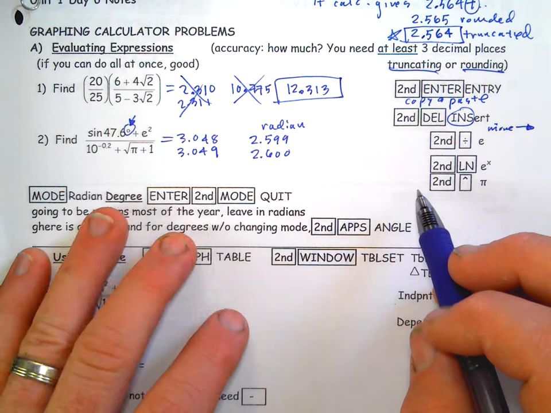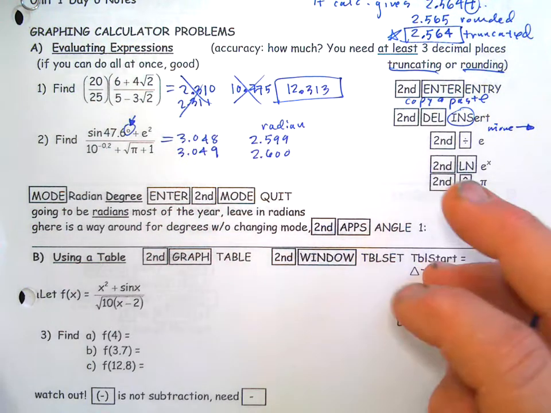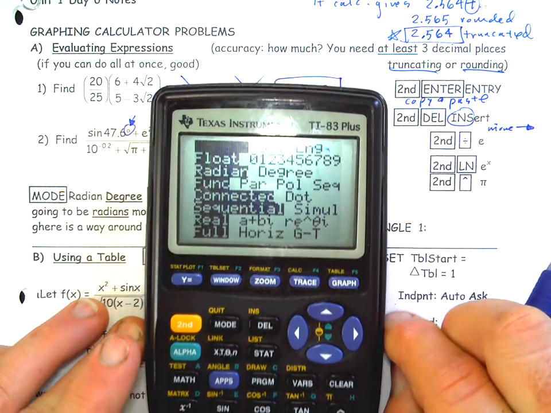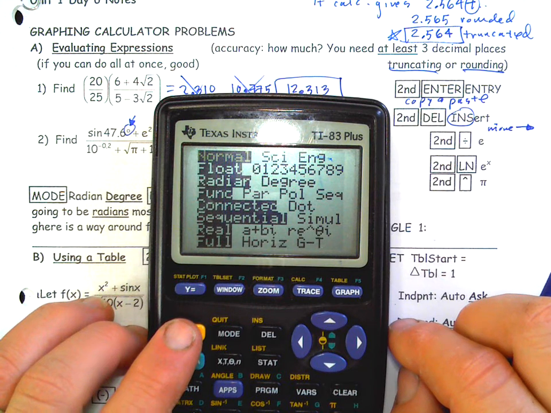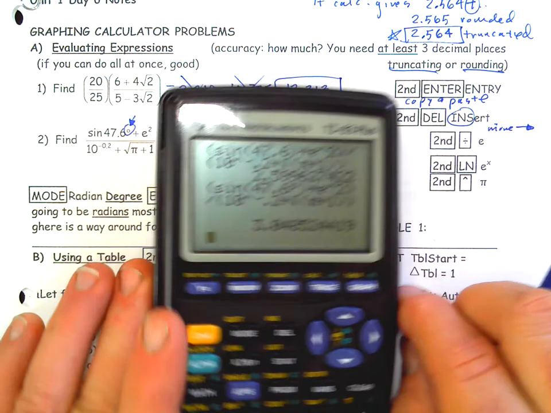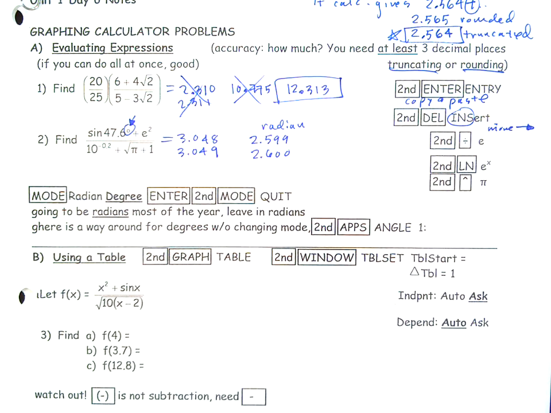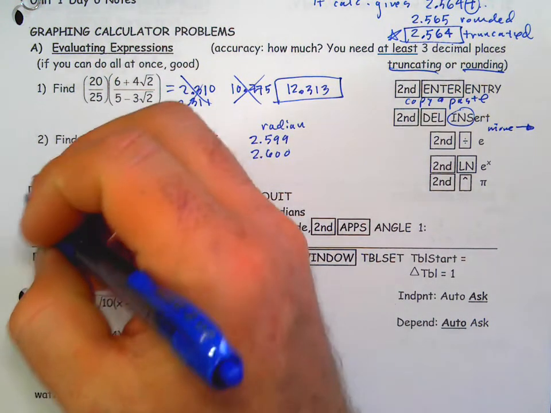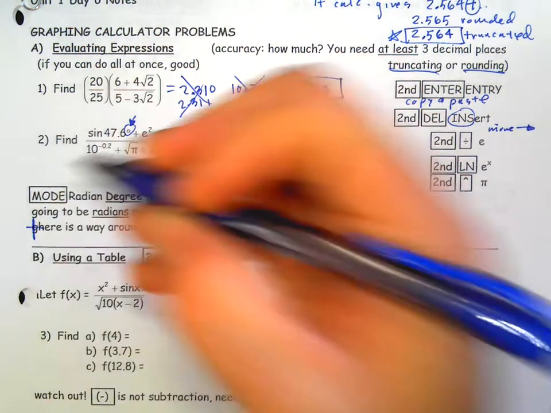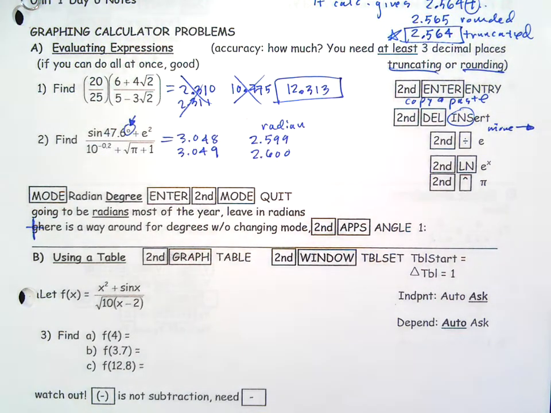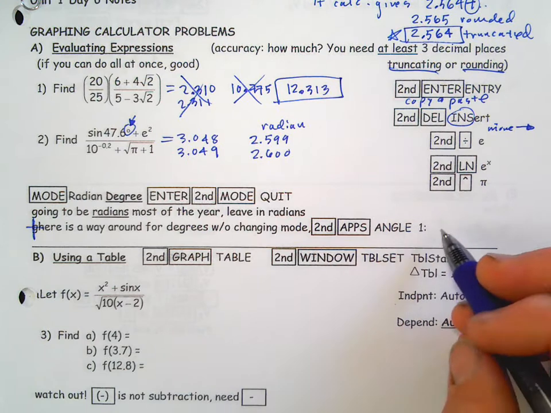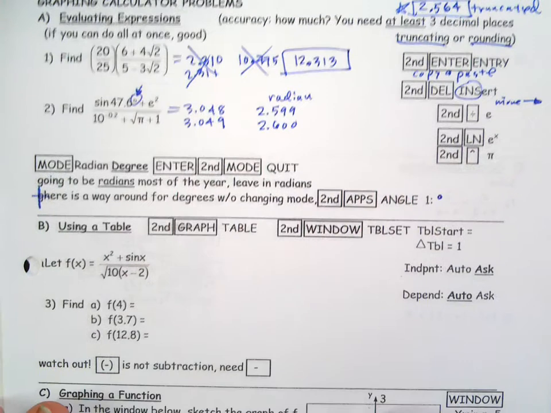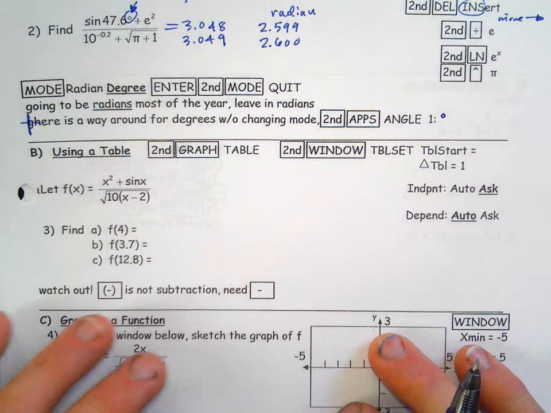Radian mode, enter, second mode quit. So this was just showing you how to change the calculator between different modes, and then to get out of it, you have to say second mode quit. Going to be radians most of the year, leaving it in radians. There is a way around for degrees without changing mode. Second apps, angle 1 is the little degree symbol. So I showed you guys that. Okay, now using a table on your graphing calculator.